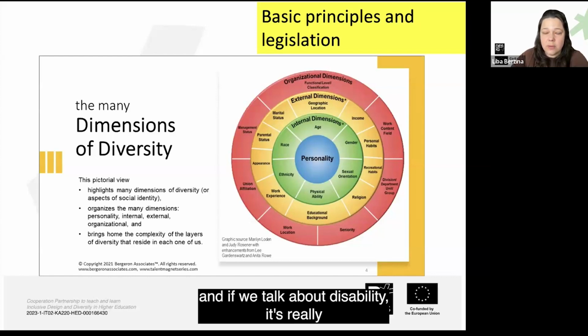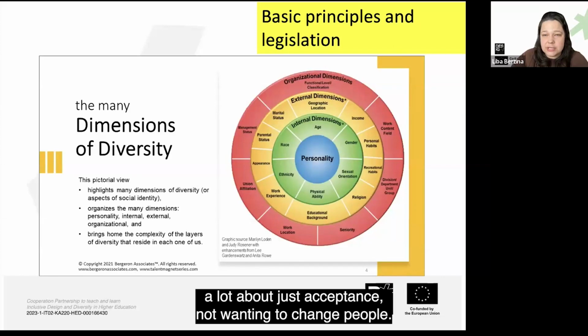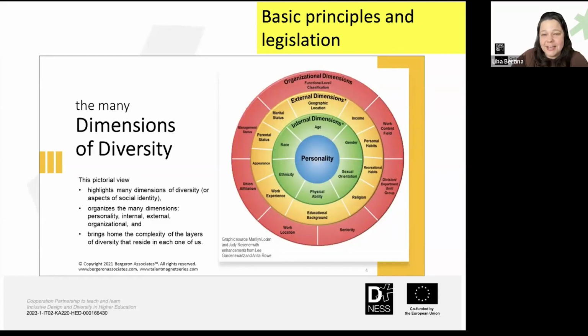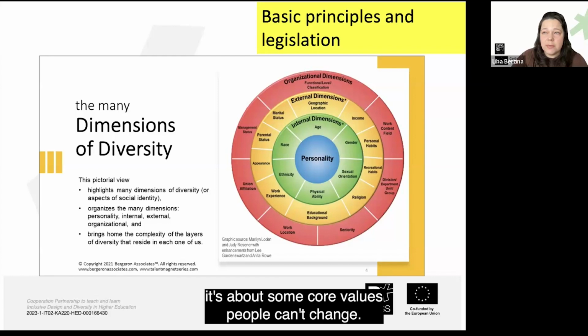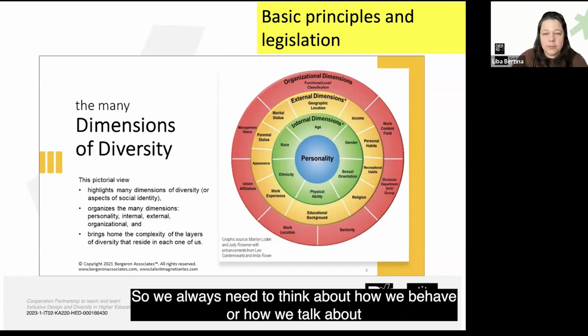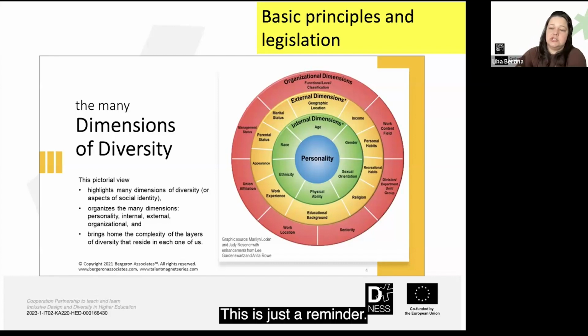And if we talk about disability, it's really a lot about just acceptance, not wanting to change people, just to accept them. If we think of diversity in a wider perspective in general, again, as I said, sometimes it's about some core values people can't change. So we always need to think how we behave or how we talk about some parts of the society, some groups of the society. This is just a reminder.